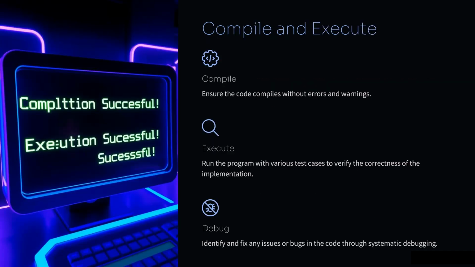Compile and execute. Compile: ensure the code compiles without errors and warnings. Execute: run the program with various test cases to verify the correctness of the implementation. Debug: identify and fix any issues or bugs in the code through systematic debugging.